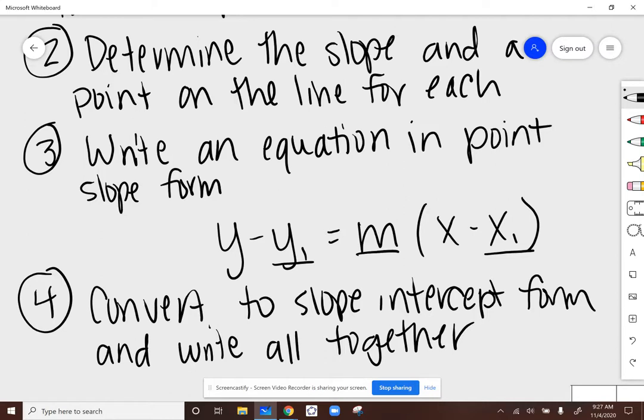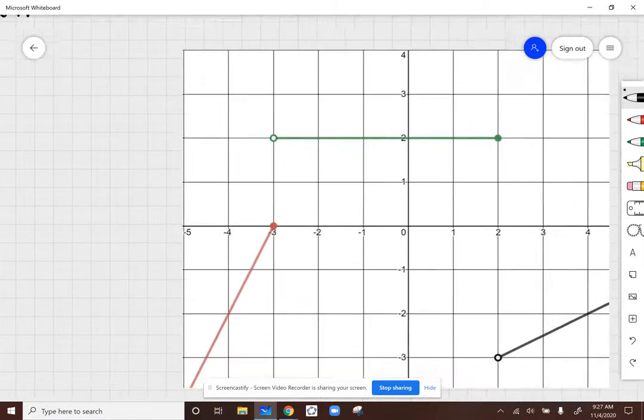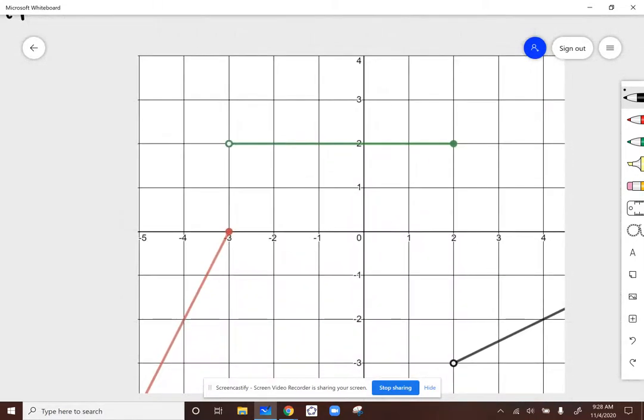So let's go ahead and take a look at an example of how we would do this. Again, pause the video if you need to write this graph on yours so that you can follow along as we're going. So recall our first step is to determine the domain. So for each of these pieces, I'm going to determine my domain.